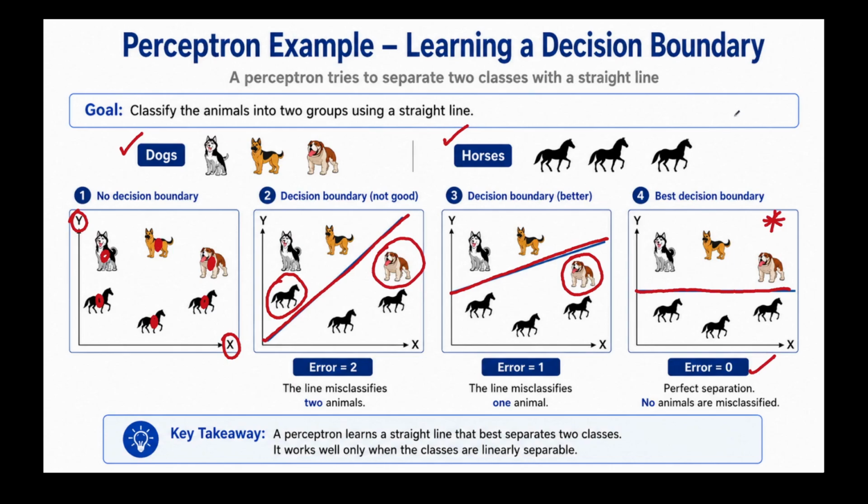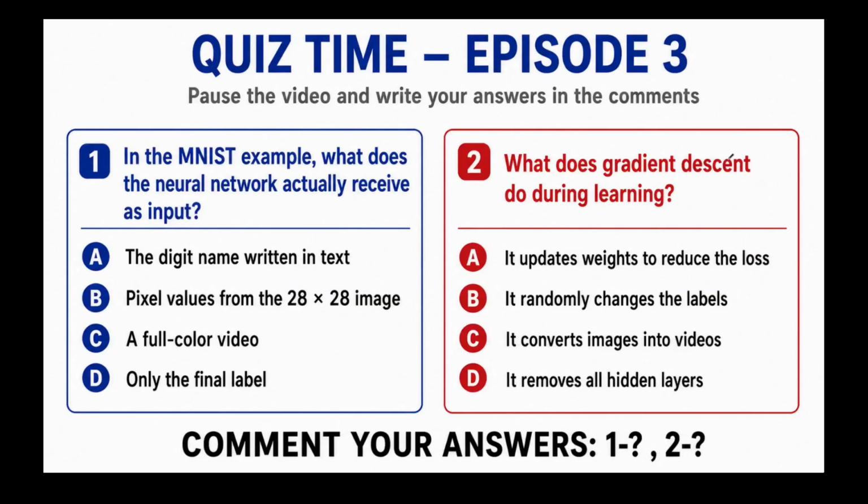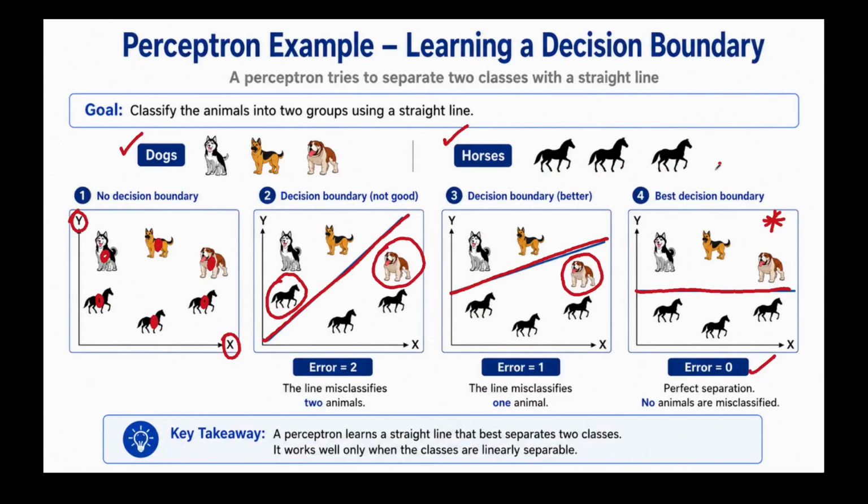But one important limitation is this: a single perceptron can only learn a straight line boundary. It works well only when the two classes are linearly separable. Linearly separable means we can separate the classes using one straight line, but many real world problems are not that simple. Images, speech, text, and videos usually need complex boundaries. That is why we use multiple neurons and multiple layers. When many perceptrons are connected together, they form a neural network. A neural network can learn much more complex patterns.